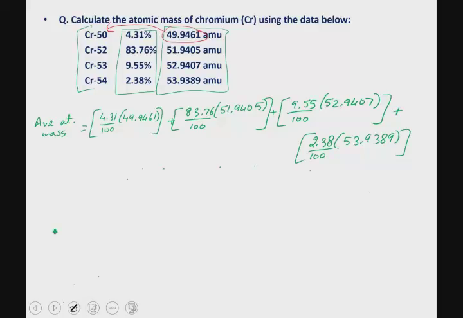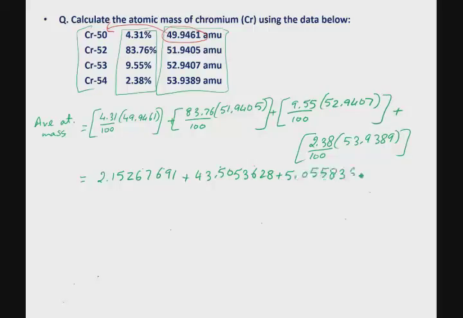If you solve these using a calculator, please go ahead and pause the recording while you do that. When you have done that, hopefully you get the first one to be 2.15267691, plus 43.5053628, plus 5.055836885, plus 1.28374582. Note that the next step after this is an addition step.